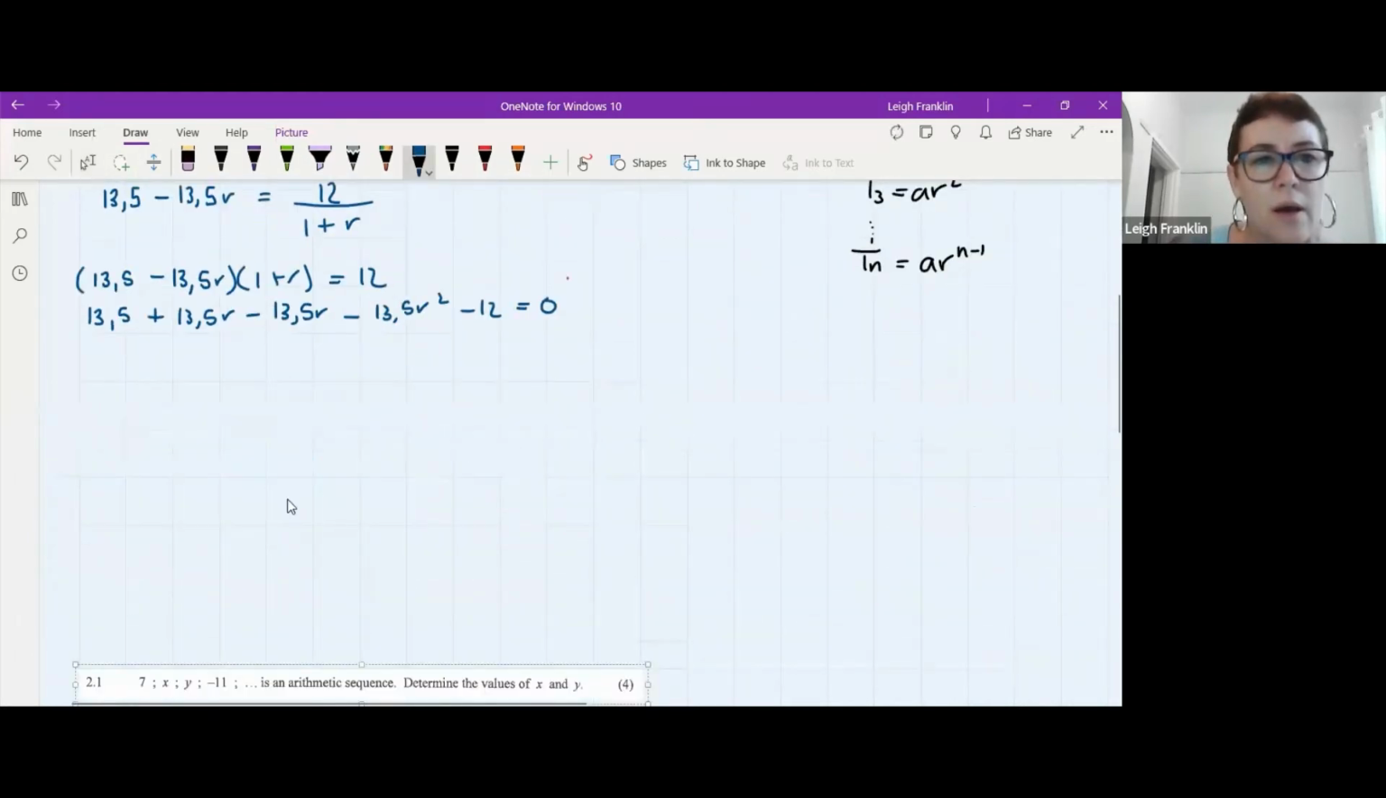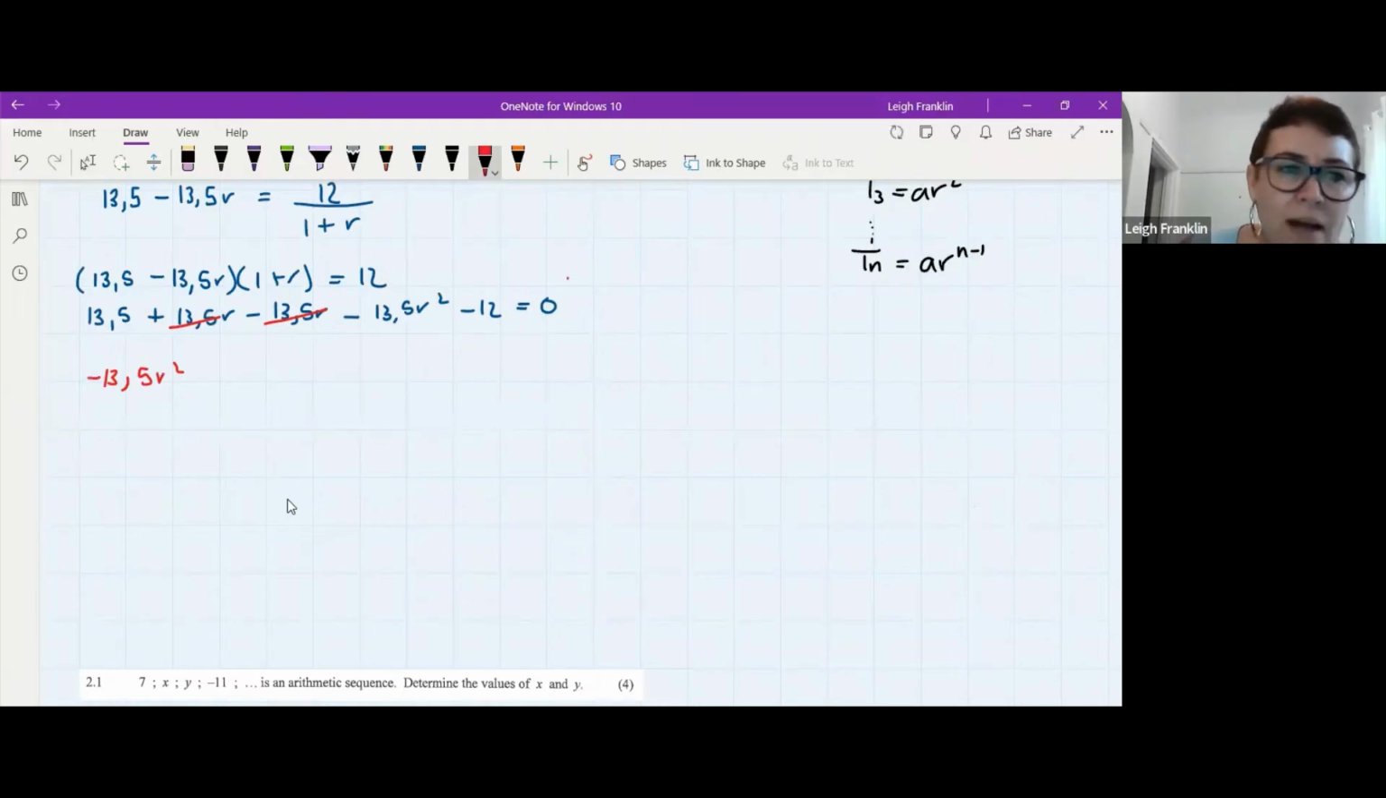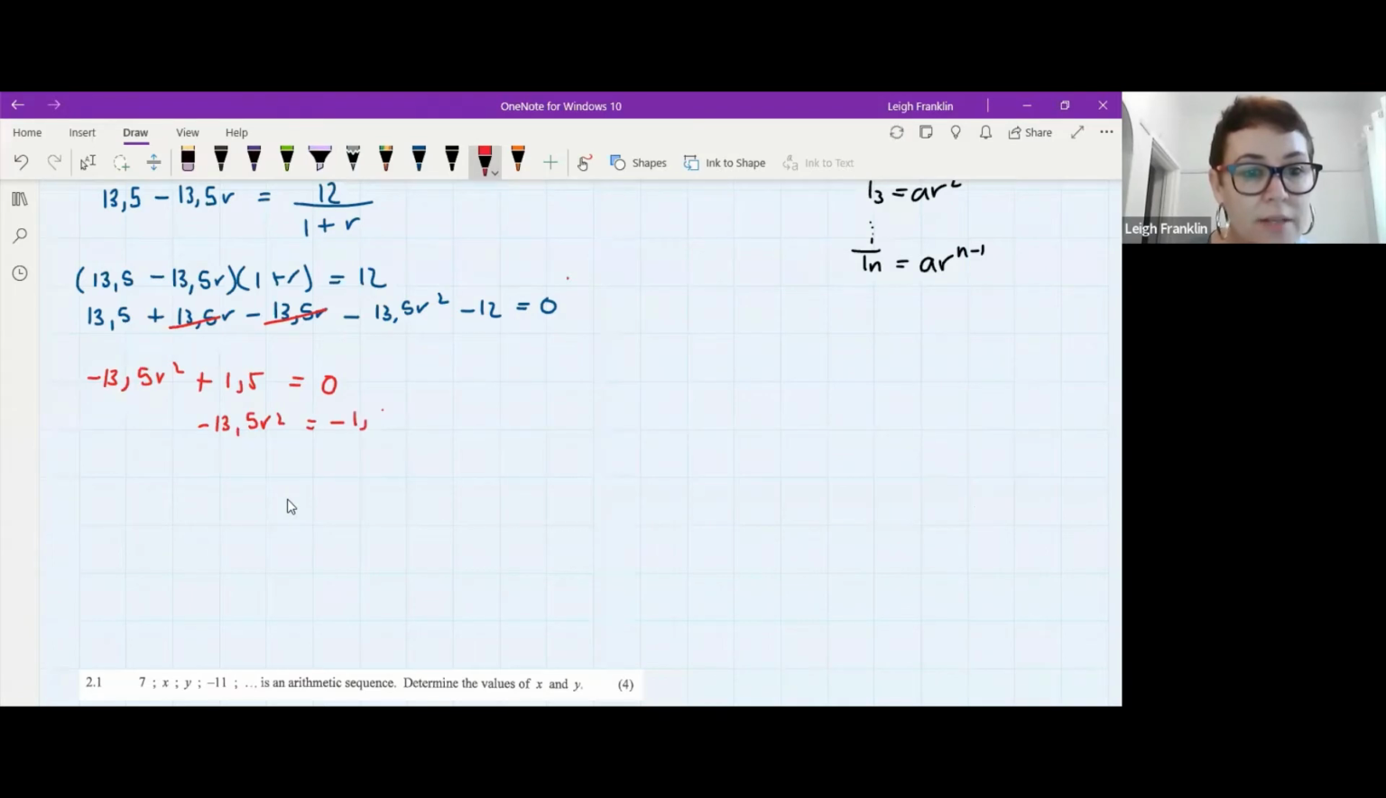Okay, so this one over here and that one over there add up to 0, so I'm going to leave them out. I'm going to bring my minus 13.5r squared to the front. And then I've got minus 12 plus 13.5, so that would give me plus 1.5 equals 0. There's a couple of ways in which we could do this question, but I think the easiest thing is to solve it like this. Let's leave negative 13.5r squared on the left, and let's take the 1.5 over to the other side.